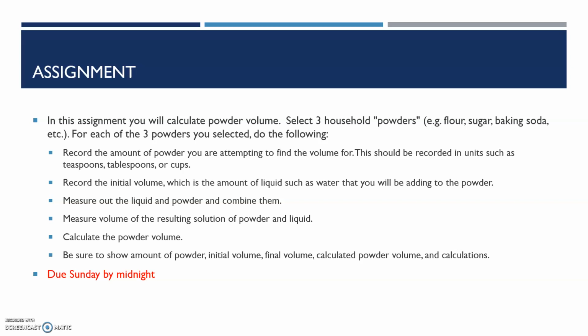And then you're going to do a formula that we are going to learn this week called powder volume. Basically, what you're going to do is find the initial volume of the powder that you started off with. You told me what it was in household units at the beginning, teaspoon, tablespoon, or cup. We're going to find out what it actually was in mLs at the very end. So that's the goal of powder volume.